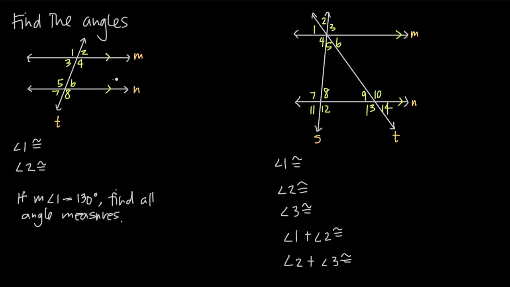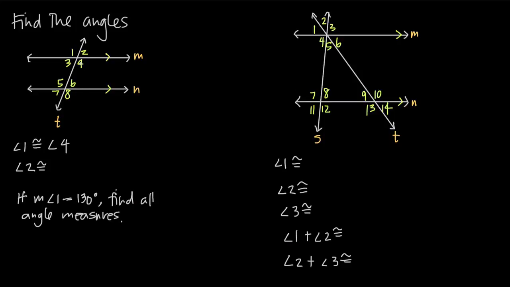Well, right off the bat, let's ignore for a minute line N and just focus on line M and this transversal here. So we're looking at this angle group here where we have the angles 1, 2, 3, and 4. Well, we just have two lines that are intersecting one another. So we know by the vertical angles theorem that opposite angles are going to be congruent. So angles 1 and 4 have to be congruent angles. So we'll say angle 4 is going to be congruent to angle 1.